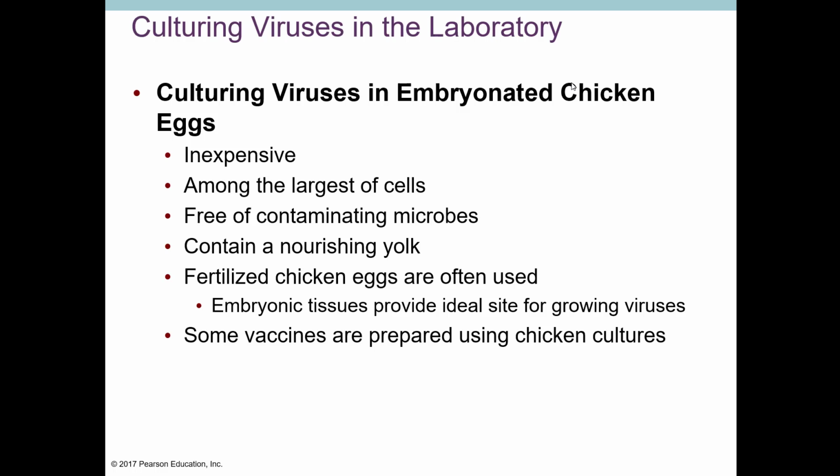a sterile environment, and so they inject the virus into the center of the embryo and they can grow the virus. And that's why some vaccines have inactivated viruses that have been grown initially in chicken eggs. And so they sometimes ask you if you're allergic to egg albumin before they give you the vaccine, because it would have some of that material still in the vaccine.